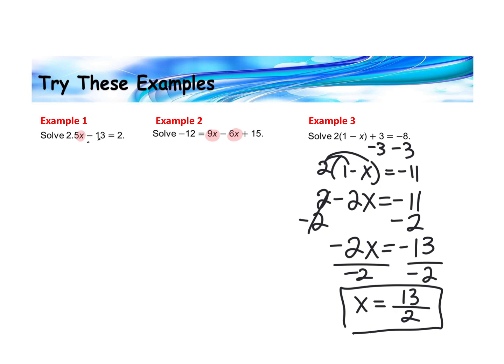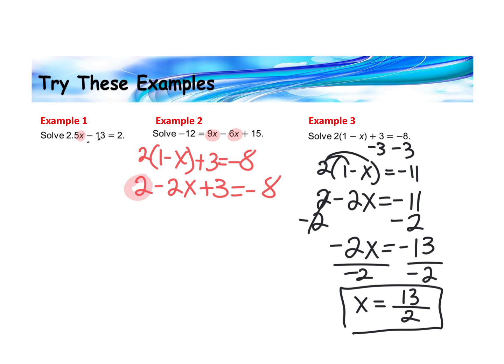Now, a different way you can solve it, I'm just going to rewrite it right here. You can distribute first and do 2 minus 2x plus 3 equals negative 8. Combine like terms, which are this 2 and this 3. So we're going to get negative 2x plus 5 equals negative 8. Then I'm going to subtract 5 on both sides to cancel that out.